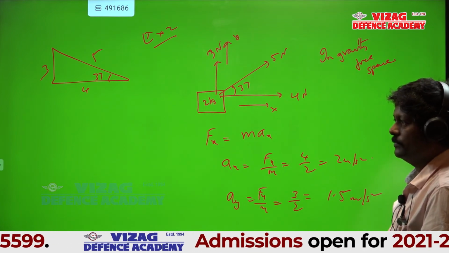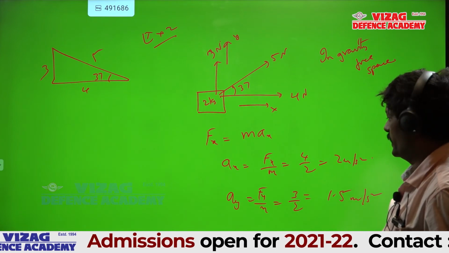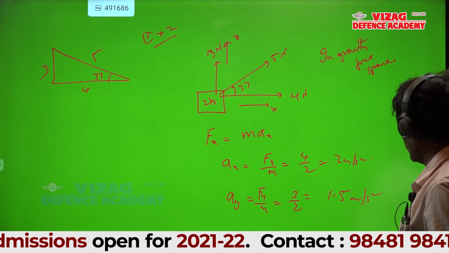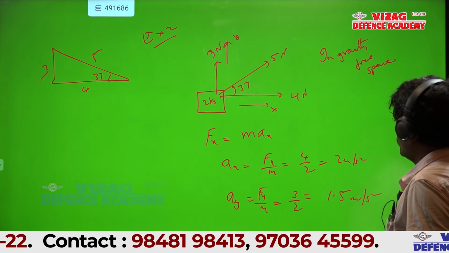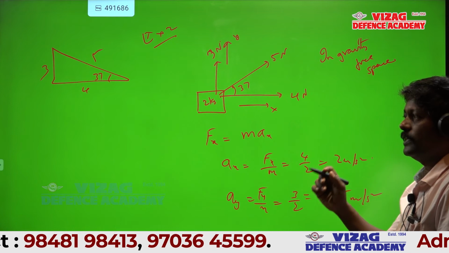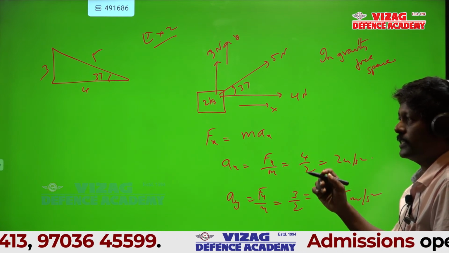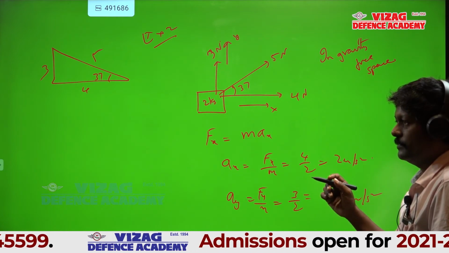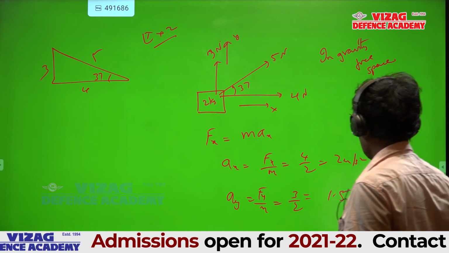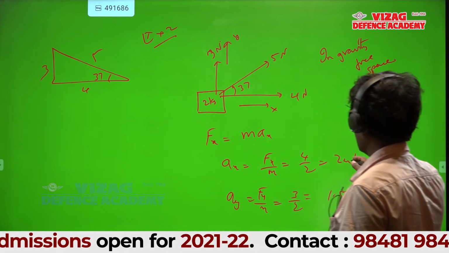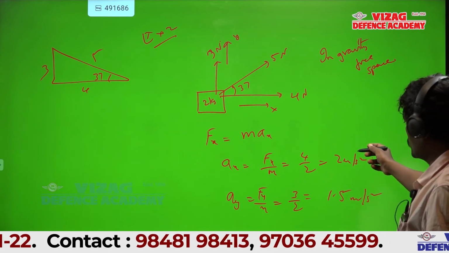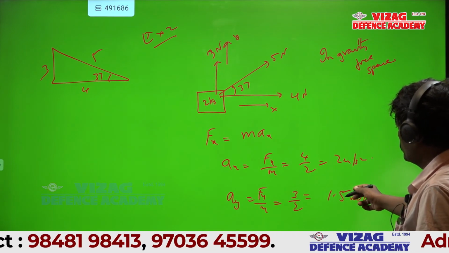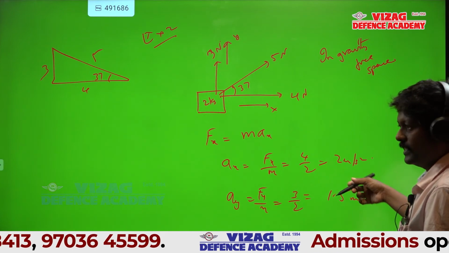Any doubt? No, sir. Now write the point. Have you written that the weighing machines will record normal reaction only? Yes, sir. Very good. Now if you want net acceleration, you can easily find the net acceleration, that is square root of 2 square plus 1.5 square. That I will tell you later on.